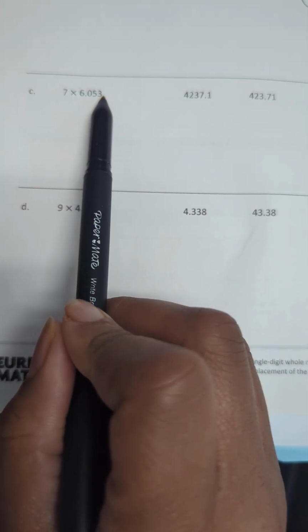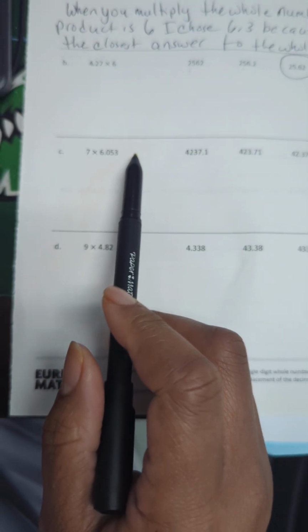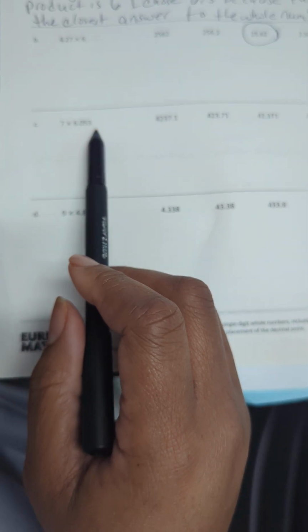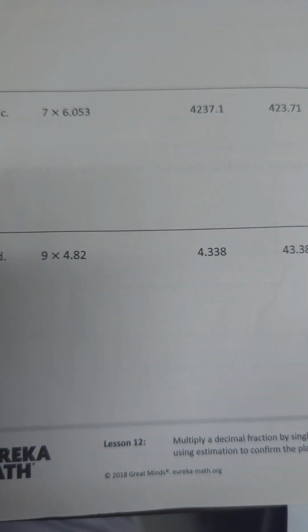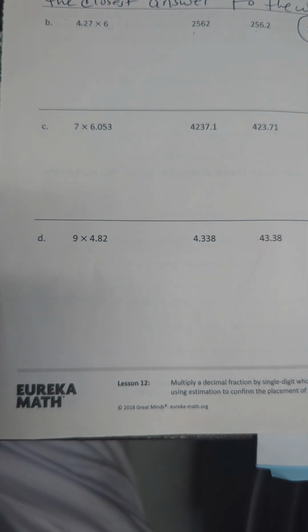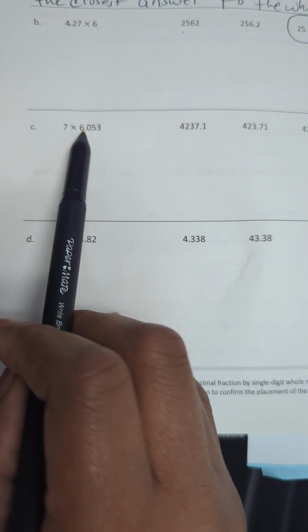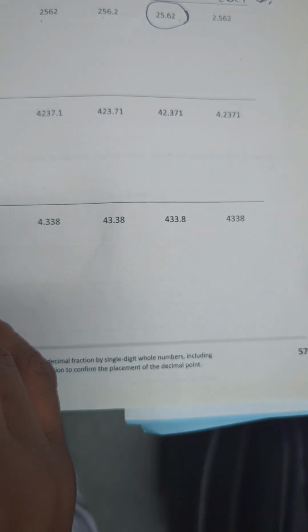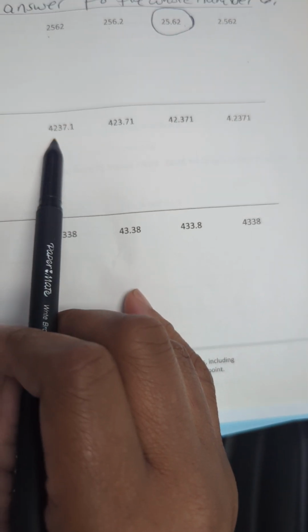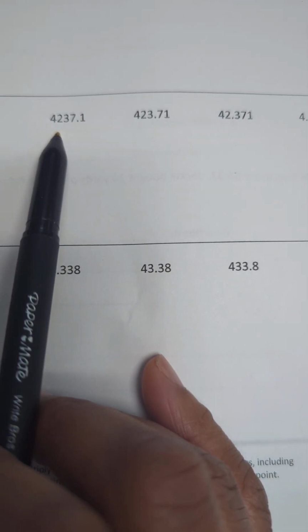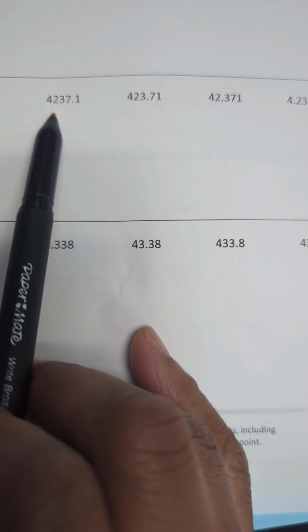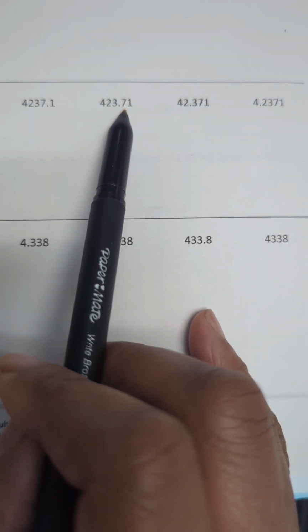Let's go to C. 7 times 6 and 53 thousandths, right? We're estimating, so we do not have to do the entire problem. We want to just get an estimate, a guess, based on facts that we already know. We know that 7 times 6 equals what? 42. Good. Which one of these answers gets us close to 42? Is it this one? 4,237 and 1/10?